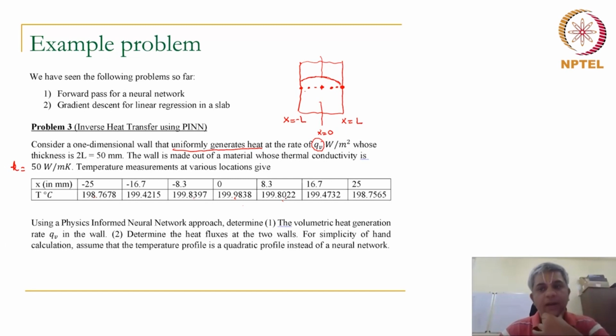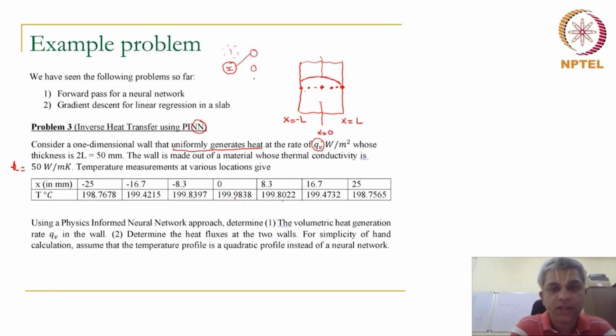Now, technically speaking, when I give some such problem in a physics-informed neural network, what I should do is assume that the temperature is an output of a neural network. Okay, so let's say there's a bias unit here.